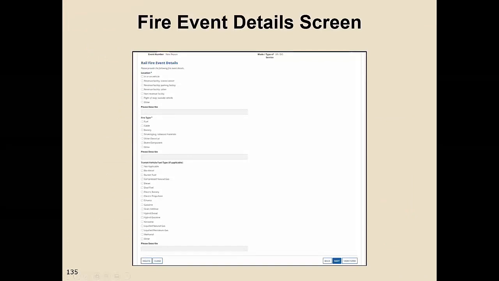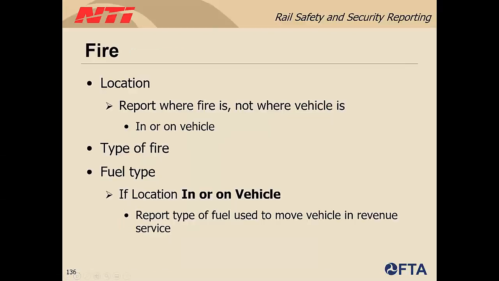Here's a screenshot of the fire event details screen. You'll see you need to report the location, the fire type, and the transit vehicle fuel type, if it's applicable. If there's a fire in or on the rail vehicle, including in the engine, wheel area, or anywhere on the outside, this would be reported as in or on vehicle.